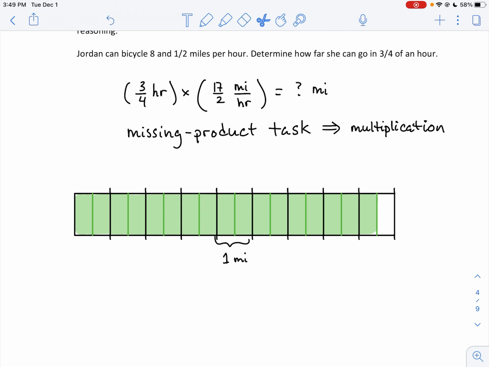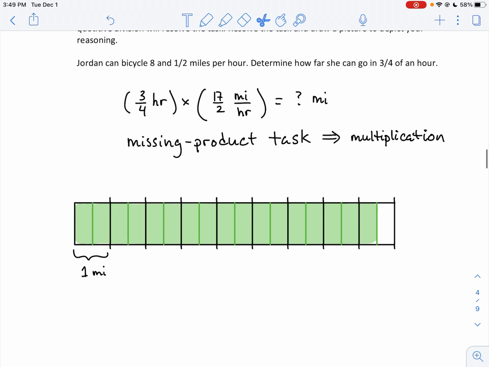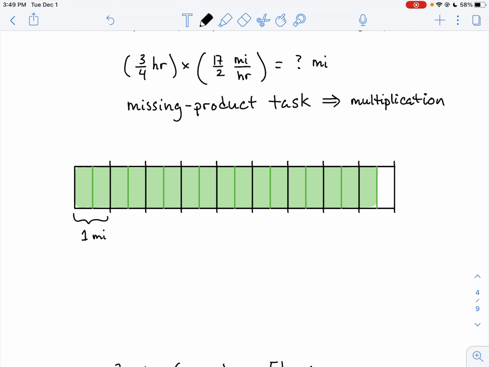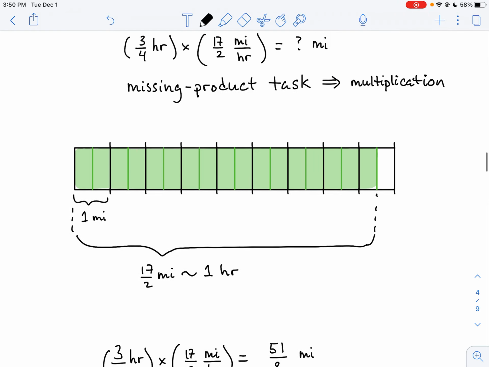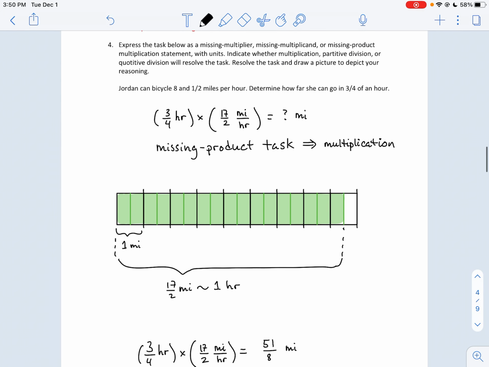And you can clearly see we have a total of 8.5 of those, right? We have 1, 2, 3, 4, 5, 6, 7, 8, and then an extra half shaded. So 8.5 or 17.5 miles. And the entire thing shaded, that is our 17.5 miles, and we know that that corresponds to 1 hour. That's how far this person, Jordan, can bicycle in 1 hour.